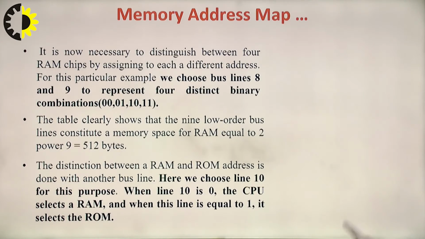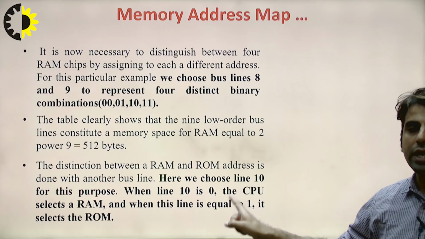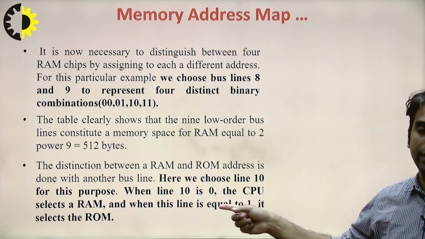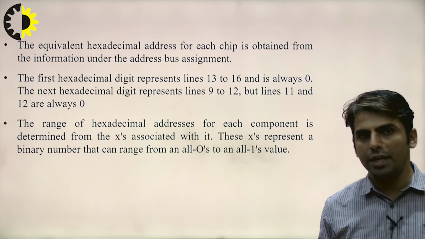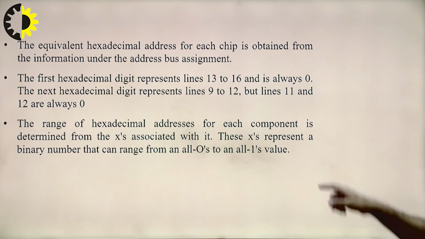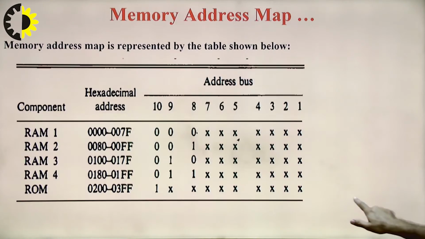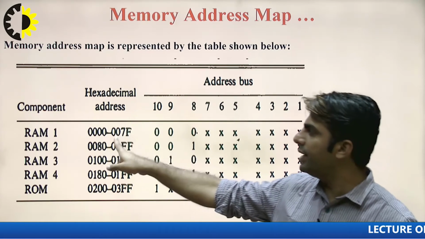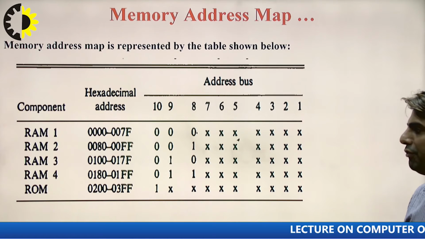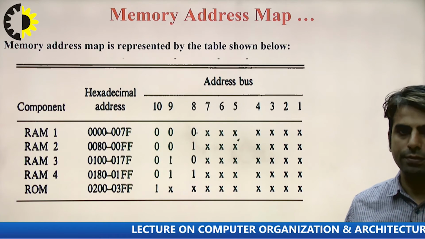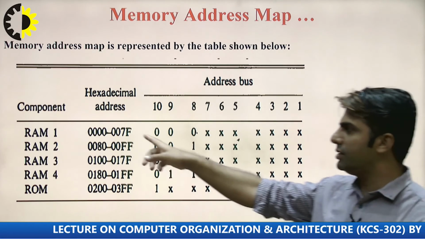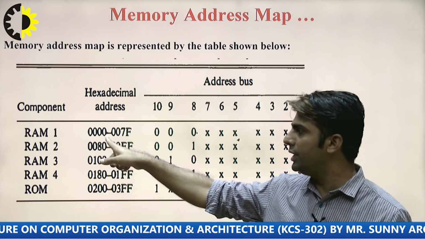So that was point number 4 here, which is explaining what is the requirement of the 10th bit. Now, the equivalent hexadecimal address for each chip is obtained from the information under the address bus assignment. This is a hexadecimal address. As we know, every digit in a hexadecimal number will be represented by 4 bits, right? So here the lowest range is 0, 0, 0, 0.